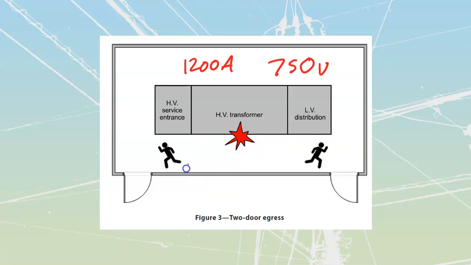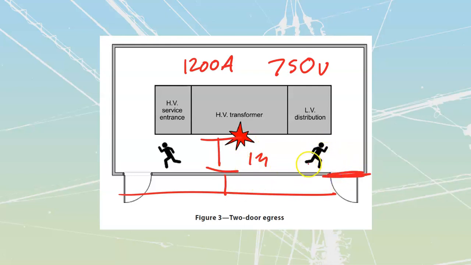Over here we see that on our unit sub, we have the high voltage service entrance, the high voltage transformer, and then the low voltage distribution. If the transformer faults, somebody here can exit that way, somebody here can exit that way. If that is not possible, you have to make the room deeper. You have to increase this. If this was 1 meter before, you would now need to go all the way up to 1.5 meters, so that if somebody was in here and there was no door there, they would be able to go close to the wall to get out, so they're not super close to the actual fault itself.